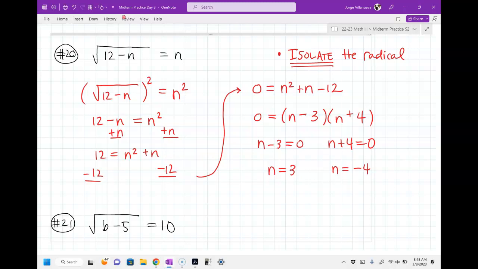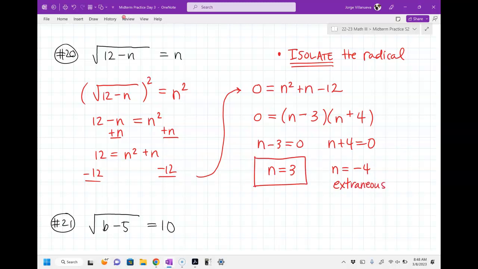No, it doesn't work, right? So my only answer is this. This one is extraneous. Okay? That's an extraneous solution. It is a solution, it just doesn't work.